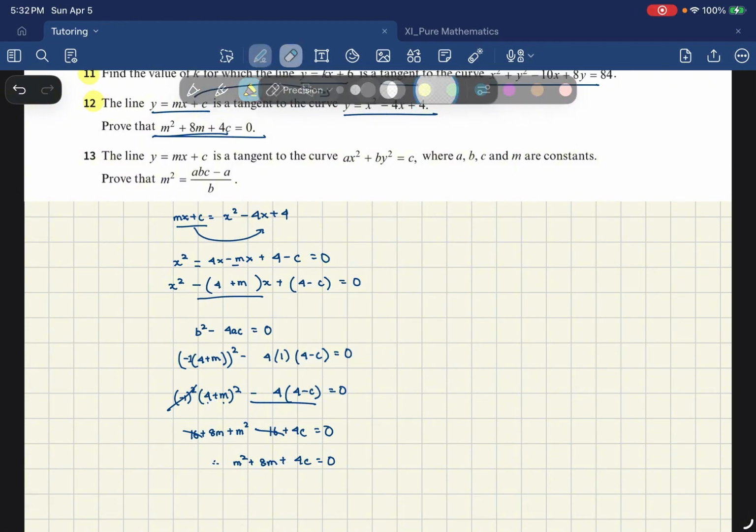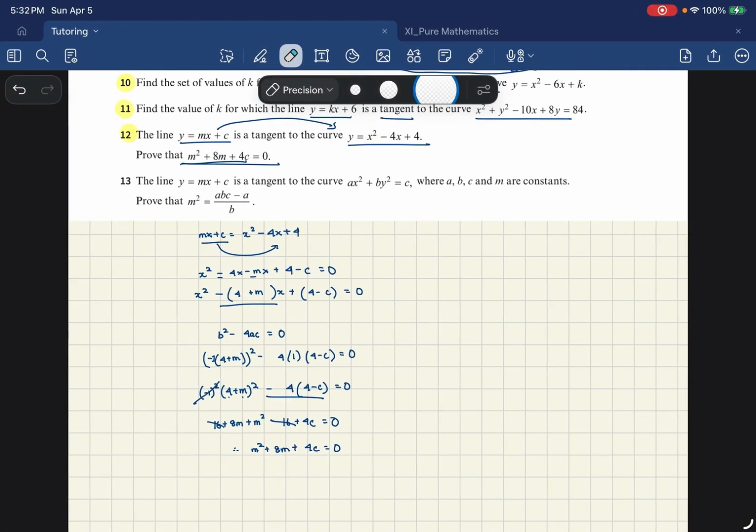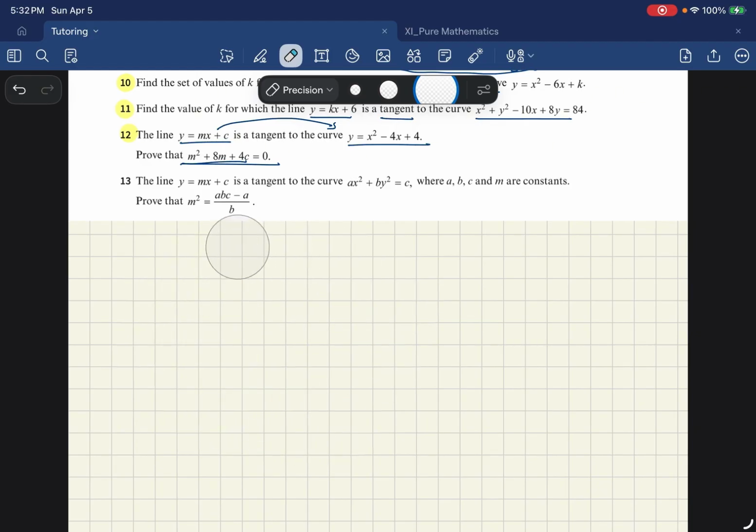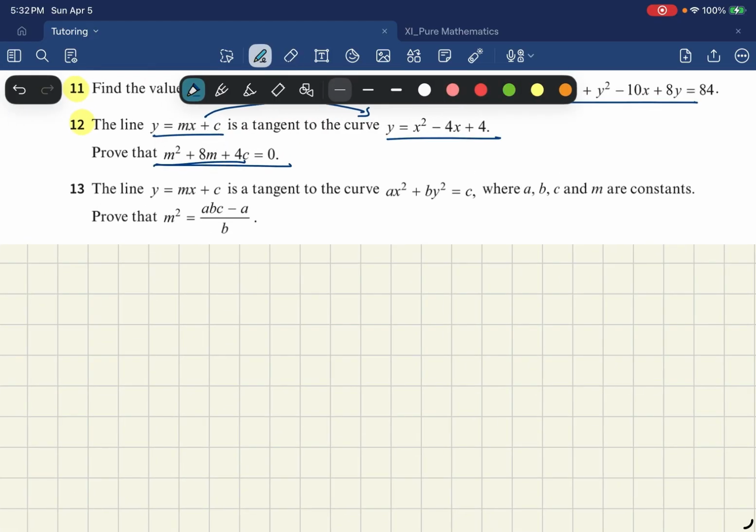So I know I'm going a bit fast here, but based on all the videos that we have covered and all the questions that we have done, mostly I'm giving you the ideas to solve these questions. And finally, we have this question. The line is tangent to this curve. So again, it's a proof question.